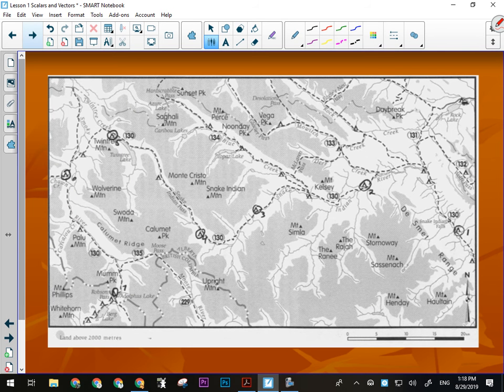Okay, so let's look at this map here. Let's say that I'm at Seldom Inn Campground, which is right here. Okay? And I want to go to Snake Indian Falls Campground, which is over here. There's a sign just outside of Seldom Inn Campground that says Snake Indian Falls Campground, 27 kilometers. What does that sign assume I'm going to do?